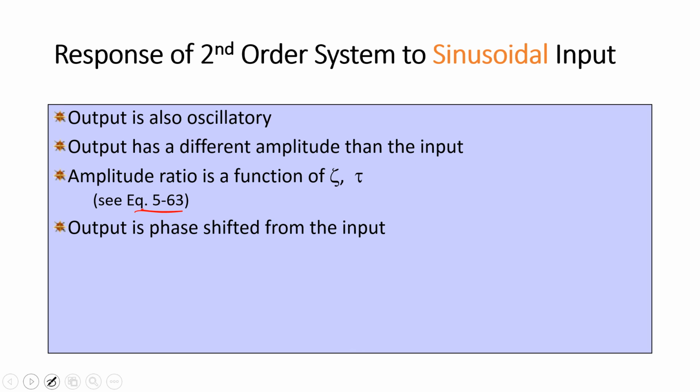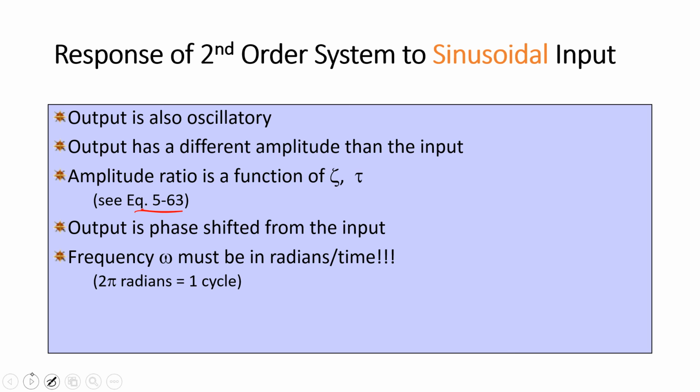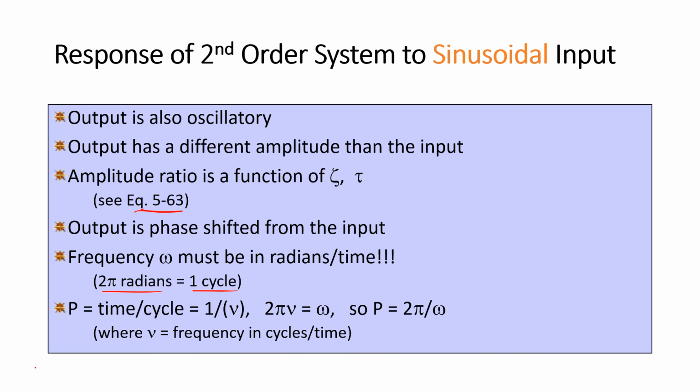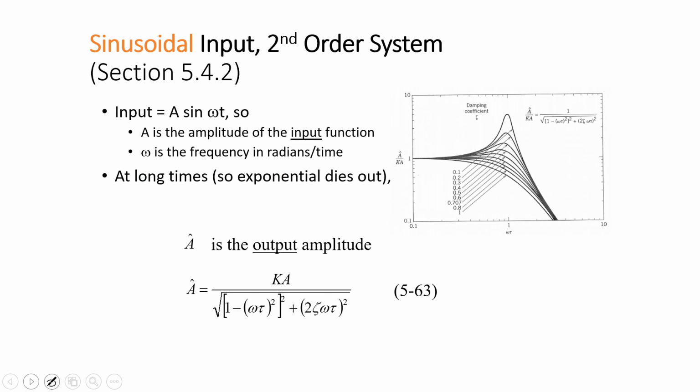So the output is also phase shifted from the input, and the frequency omega must be in radians per time. Okay, so just remember that 2 pi radians equals 1 cycle, and then the period is the time divided by cycle. Just a couple equations to relate omega and the period and the frequency. And the frequency is this new value, nu. The frequency is in cycles per time. Okay, so if we have an input, this is our u of s. Let's say that's going to be a u of t.